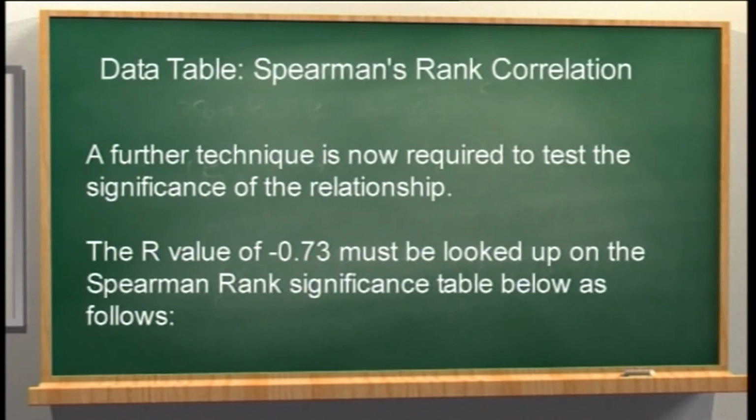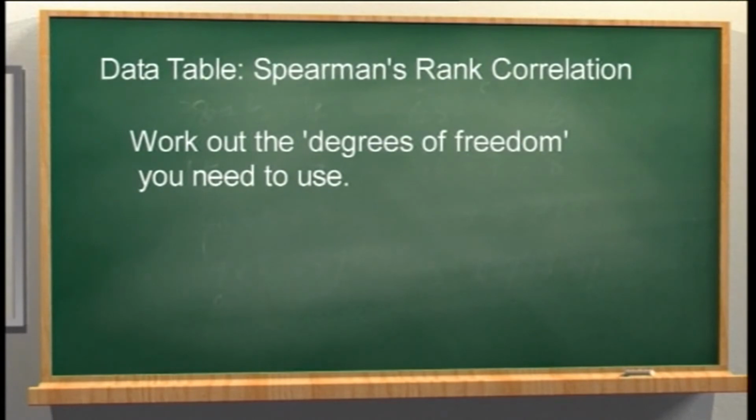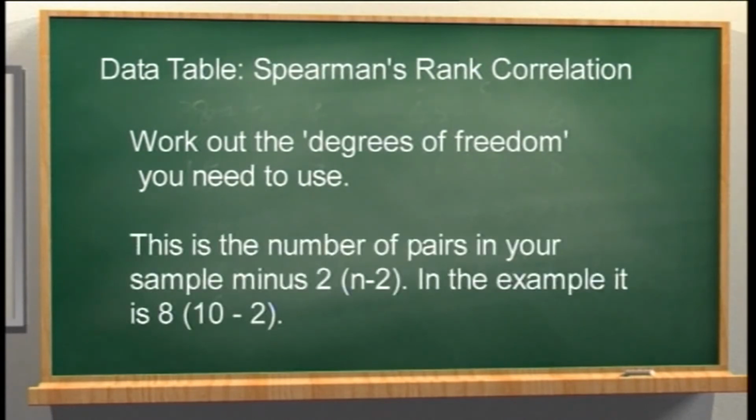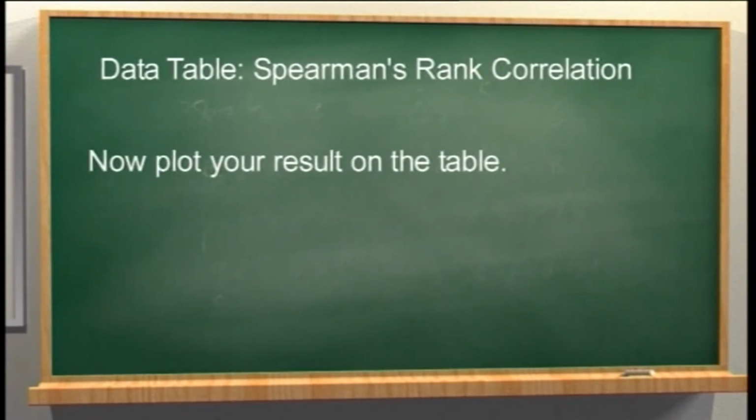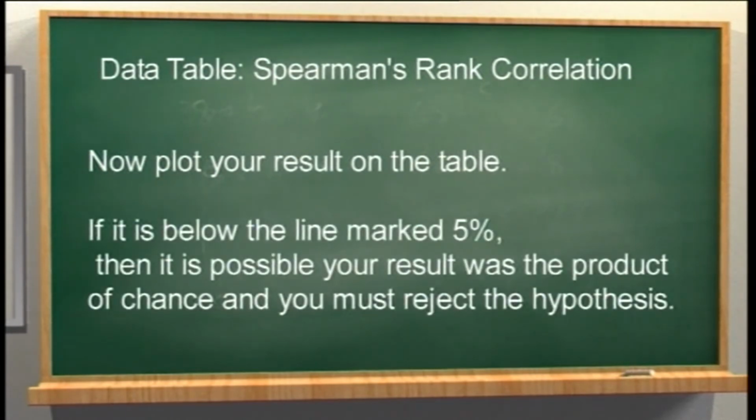The r value of minus 0.73 must be looked up on the Spearman rank significance table as follows. Work out the degrees of freedom you need to use. This is the number of pairs in your sample minus 2, that is n minus 2. In the example, it is 8. Now, plot your results on the table. If it is below the line marked 5%, then it is possible your result was the product of chance and you must reject the hypothesis.